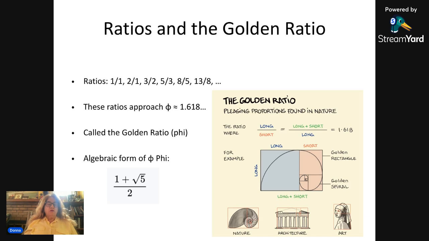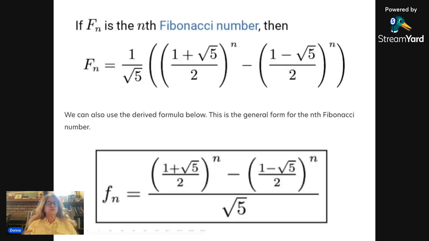And then we would talk about also how the algebraic form of phi can be created from 1 plus the square root of 5 all over 2, and how that would be derived as well. To delve even further in the mathematics, you can actually create a formula for a particular Fibonacci number using a certain derivation of phi as well, and that would be something to delve into in an algebra class as well.